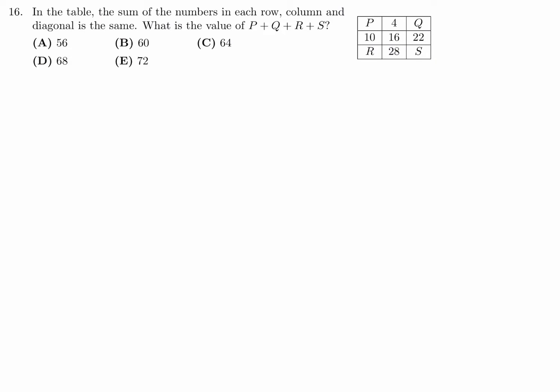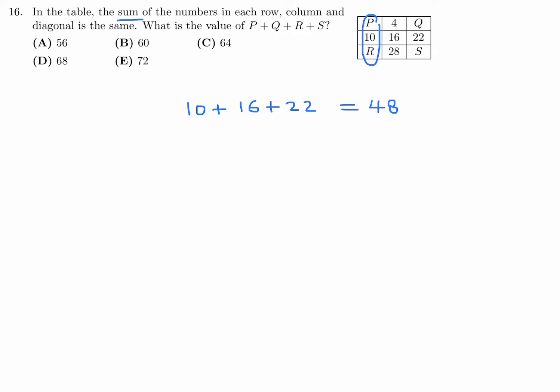In the table, the sum of the numbers in each row, column, and diagonal is the same. What is the value of P plus Q plus R plus S? First, let's figure out what that sum is. One of these rows has numbers in it entirely, so we can figure out that sum is 10 plus 16 plus 22. Correct? And that is 48. So that means all of these rows and columns and diagonals have a sum of 48. And you can verify that here. That column also equals 48 if you add up the numbers.